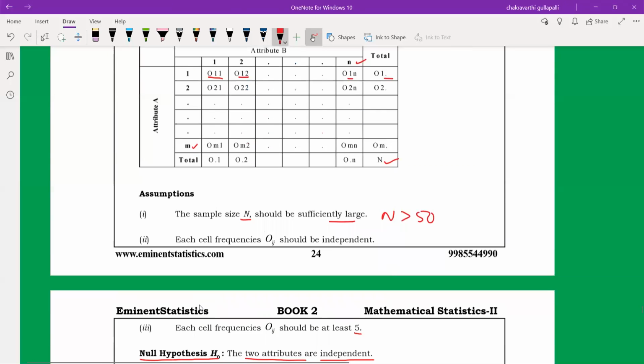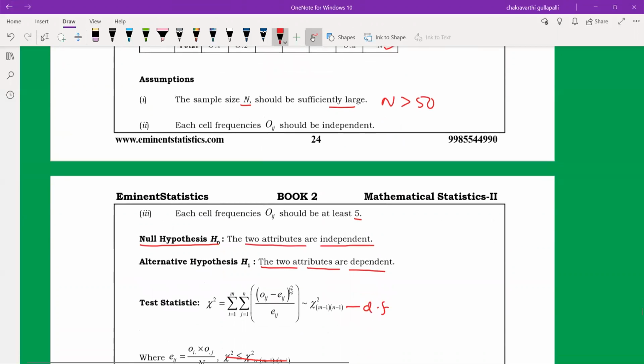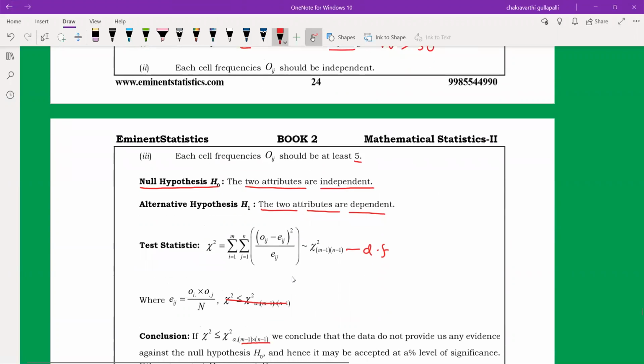Main assumptions: capital N should be greater than 50. Each cell frequency is independent. So expected frequencies and observed frequencies should be at least 5. Oij and Eij also should be at least 5. If any one of the expected frequencies is less than 5, we have to apply the pooling concept. Already explained in the last videos.